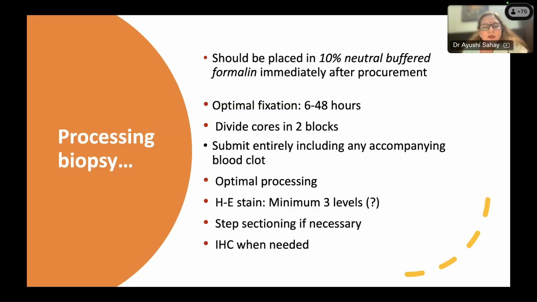And HE stain. Now some people recommend that at least 3 levels should be taken on a slide. But if your cutting is good, even 2 levels are sufficient. And then if required, additional sections can be taken depending on your initial screening.